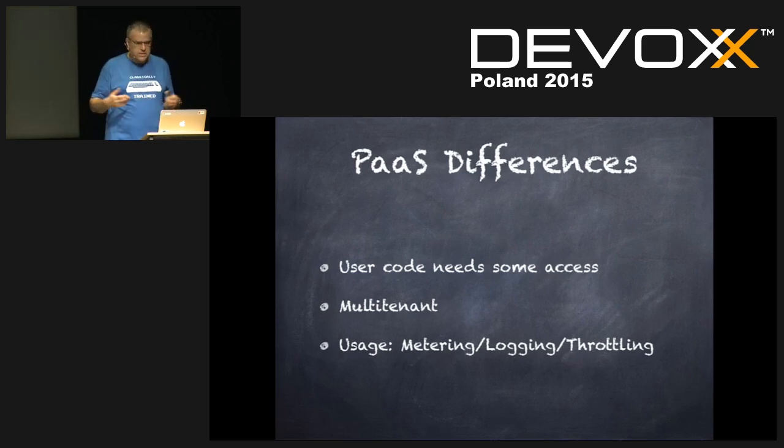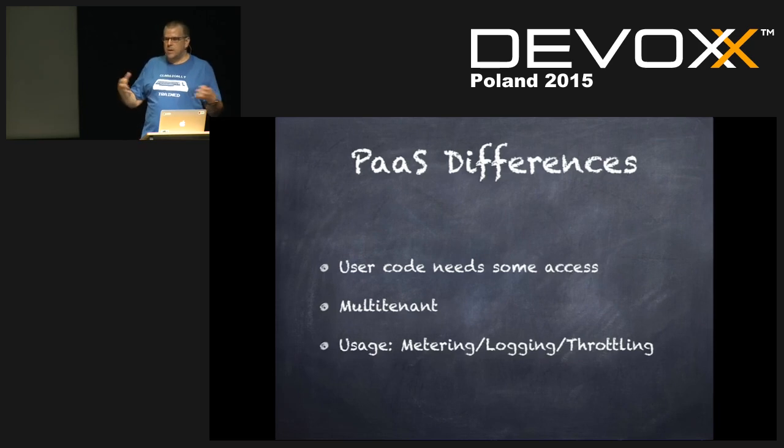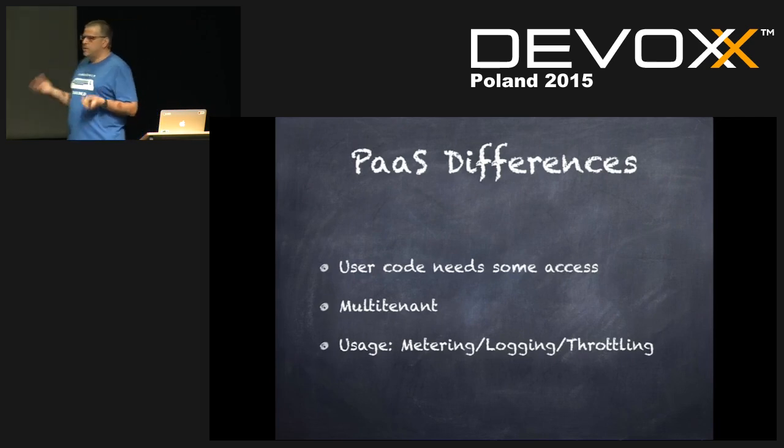Once again, they had a mostly hard-on-the-outside and more trusting-on-the-inside approach to security, rather than an approach that says every machine, even the machines that we own, are untrusted. The final thing with platform as a service is you want to be able to meter, log, and throttle usage.